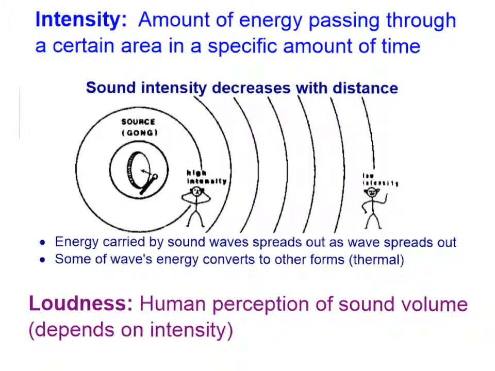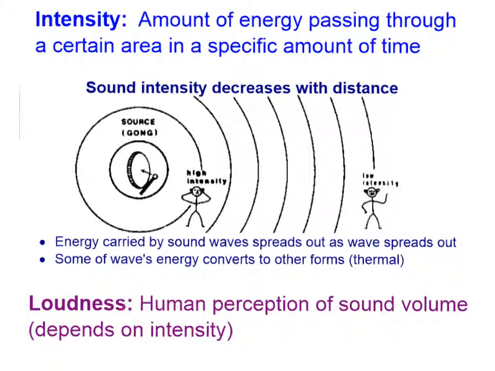Sound intensity decreases with distance. You know that. Here's a little example. If we have a source of sound, a gong, say, for example, the intensity would be much higher closer to the source than further away. There's several reasons for that. The energy carried by the sound waves spreads out as the wave spreads out. Also, some of the wave's energy converts to other forms, such as thermal energy. And so by the time the sound wave is out here at this distance, the intensity is much lower.